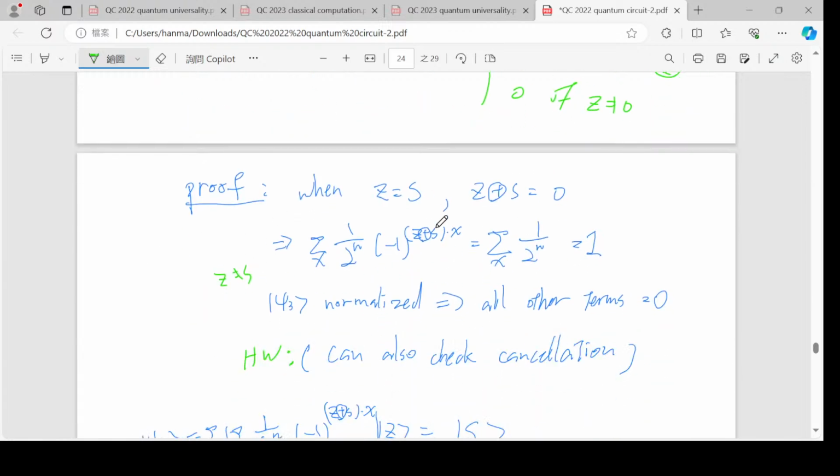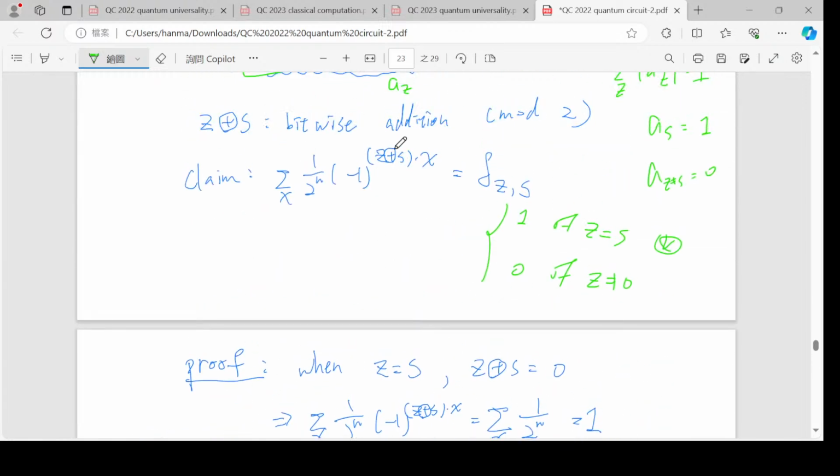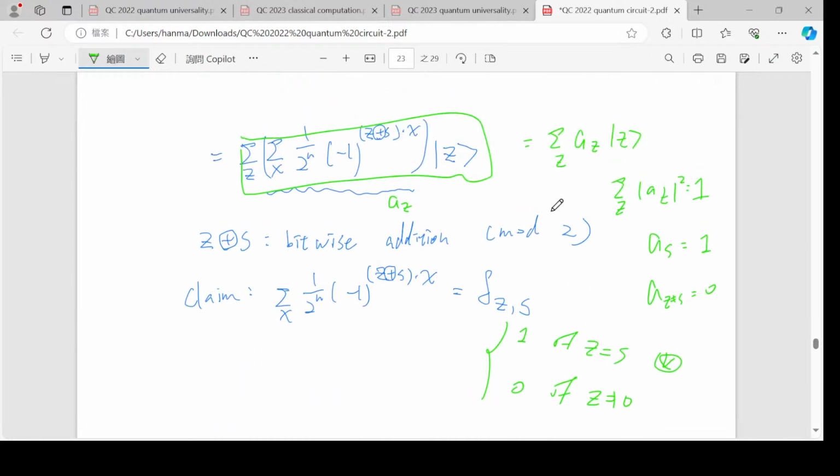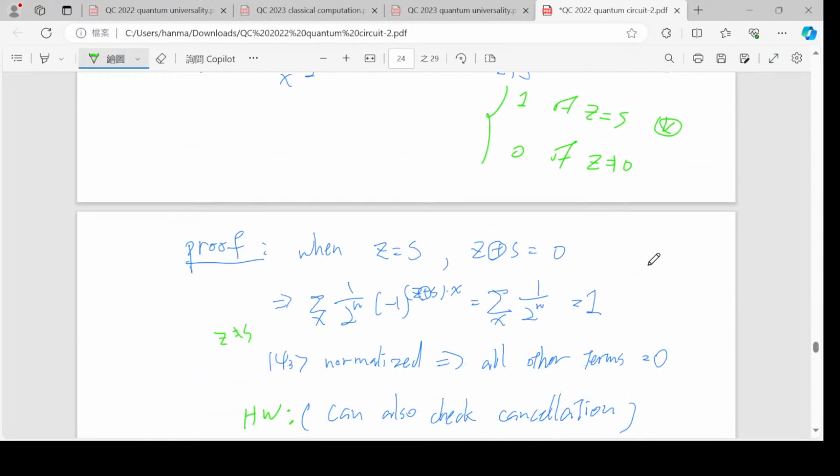So we can cheat a little bit. When z equals s, then z plus s is bitwise XOR on every bit, but it's mod 2, so it's going to be the all 0 string. It's a 0 bit, so kind of like a 0 vector. And 0 vector inner product with any vector is going to be 0. So this minus 1 to a 0, sorry, minus 1 to a 0 is 1. So you're just summing over 1 over 2 to n and all possible x. There are 2 to n possible x and a equals 1.